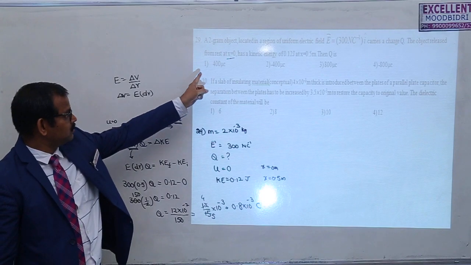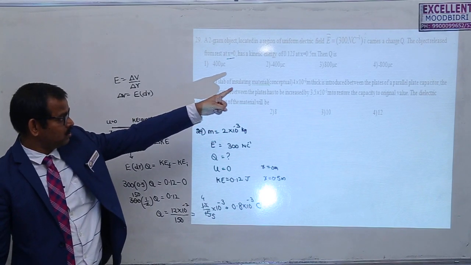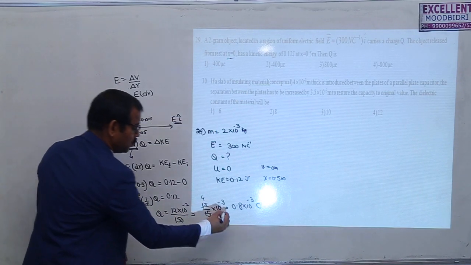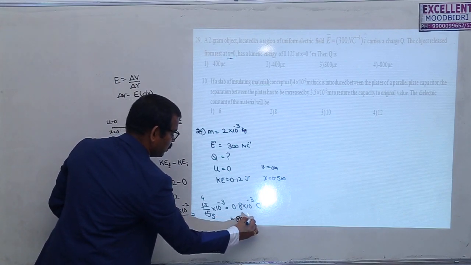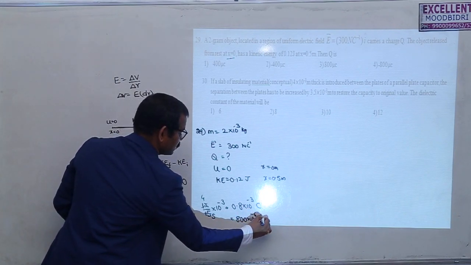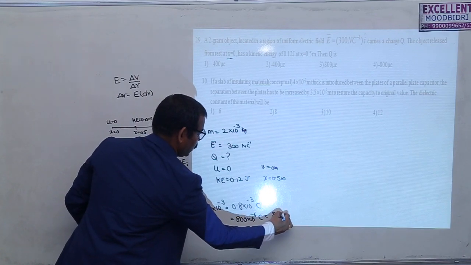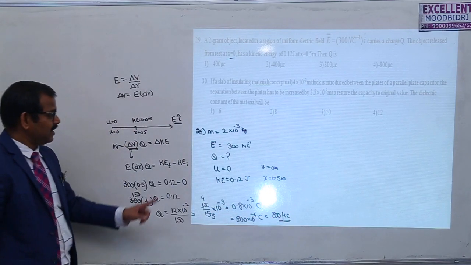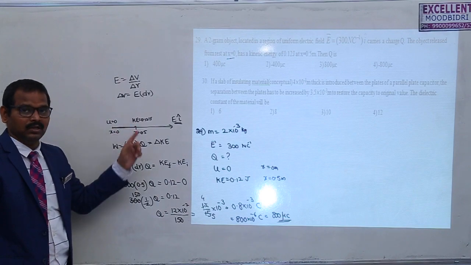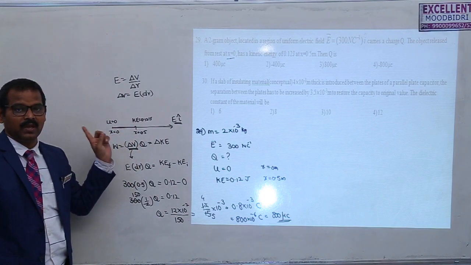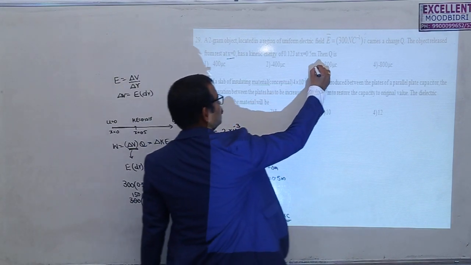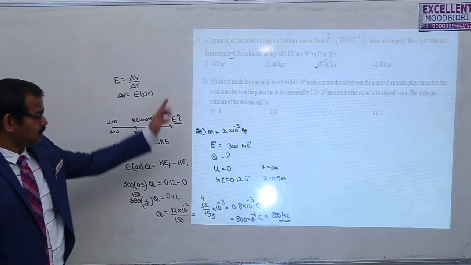But if you observe, the answers are in microcoulombs, and only 800 and minus 800 are there. So you can write this as 800 into 10 power minus 6 coulombs, 800 microcoulombs. As the velocity and kinetic energy are increasing, the charge must be a positive charge. So the correct answer is 800 microcoulombs.